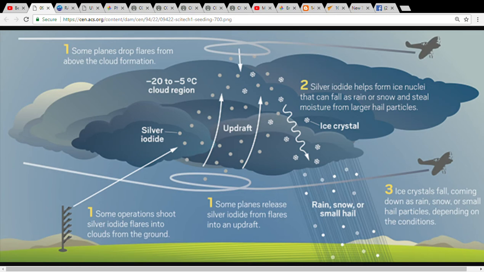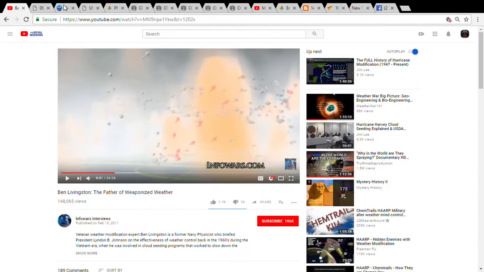Saturday, May 19th, 2018. We're going to take a look at and listen to a bit from a fellow named Ben Livingston. So here's an infographic on cloud seeding. And then we'll just have a listen to the grandfather of cloud.